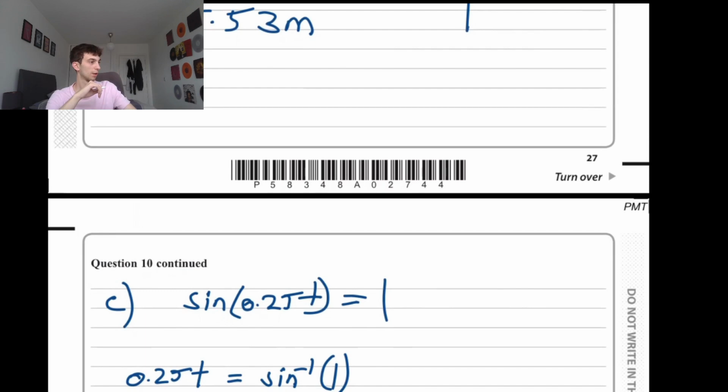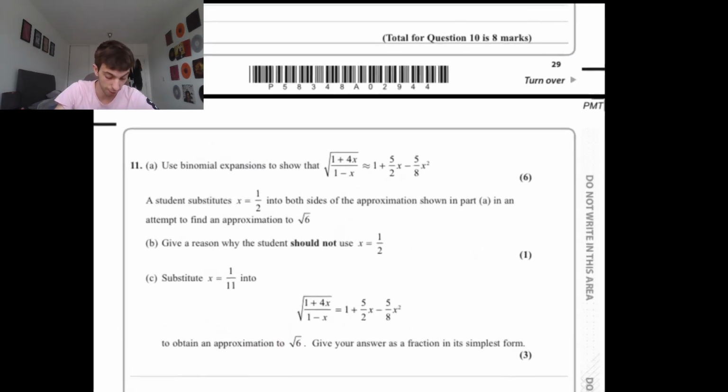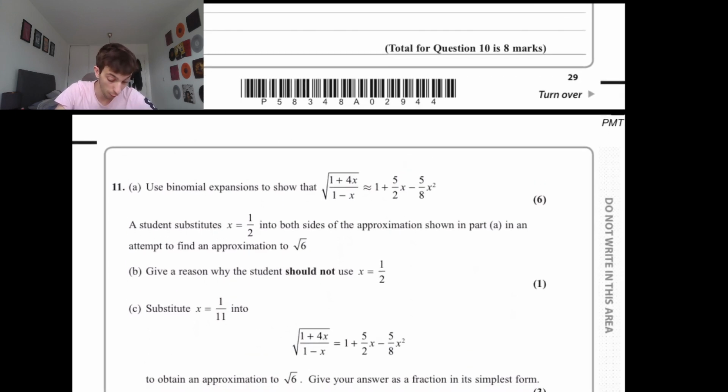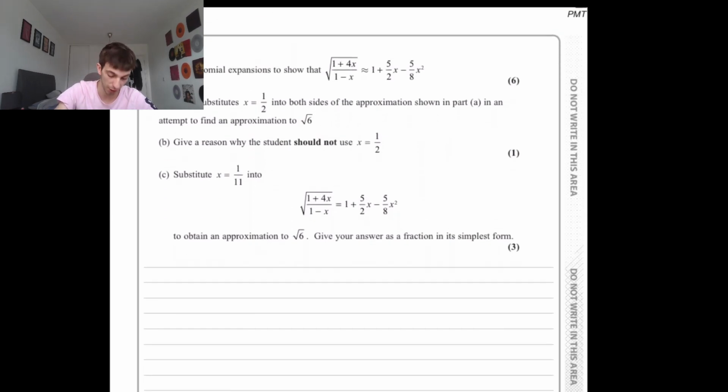Yeah. Okay, question 11, a little bit of binomial expansion, a bit of an annoying one. We have to use binomial expansions to show that the square root of 1 plus 4x over 1 minus x is approximately 1 plus 5 over 2x minus 5 over 8x squared. So first things first, we can't be having it in this form. We're going to have to rewrite it.